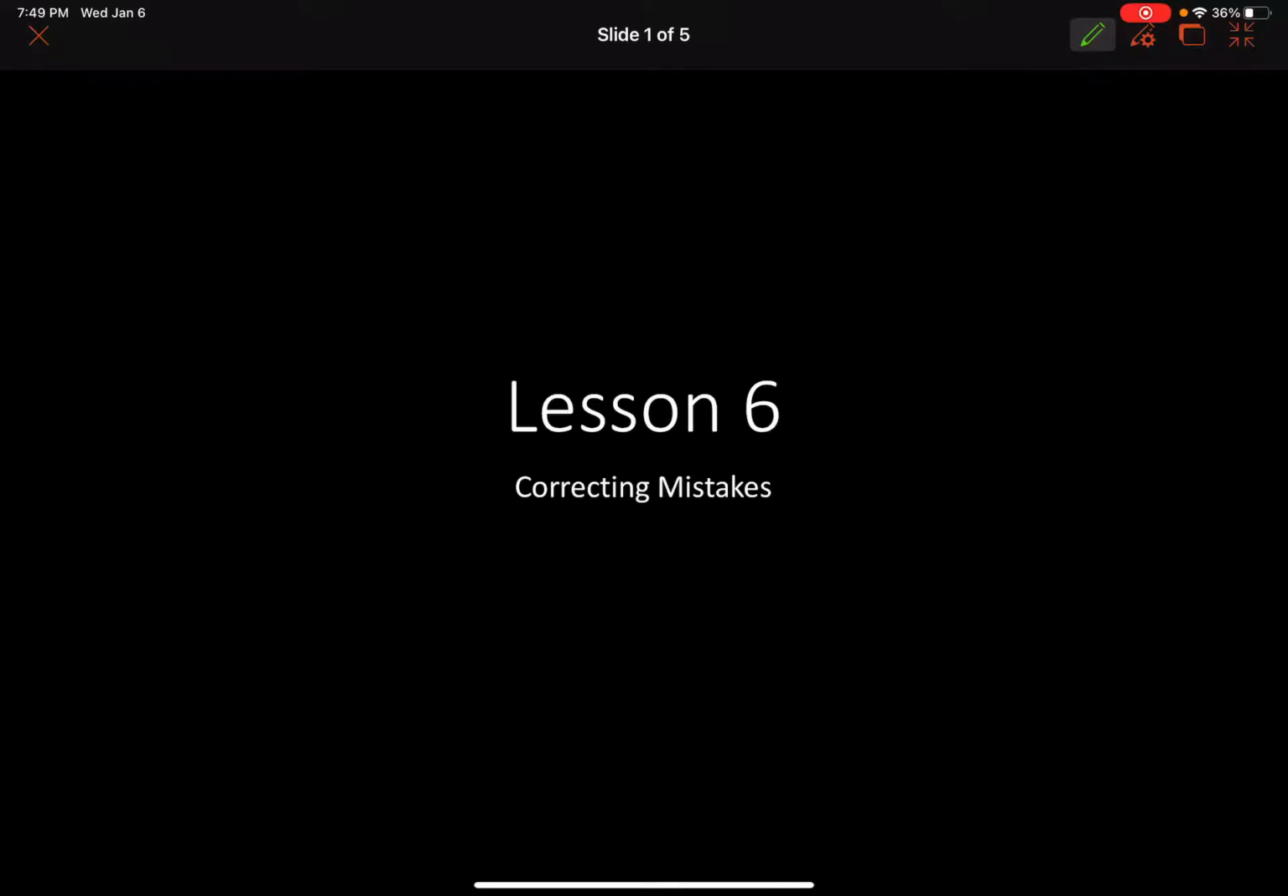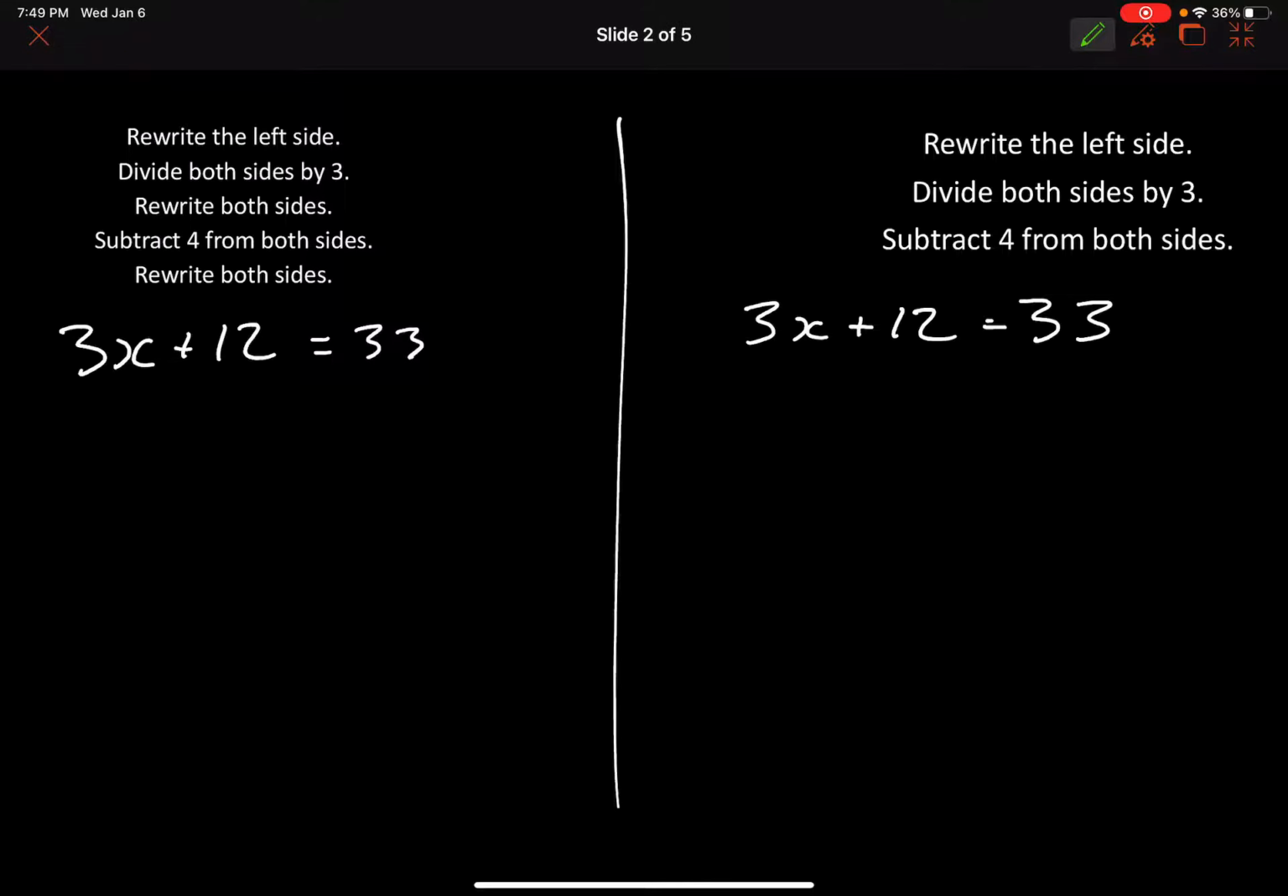Right, welcome back, guys. We are on lesson 6 and we are correcting mistakes. So we're just going to start here at the beginning. I'm just going to show you another way to solve these problems, okay? So first I'm going to do this in the regular way and then I'm going to show you a shortcut way.